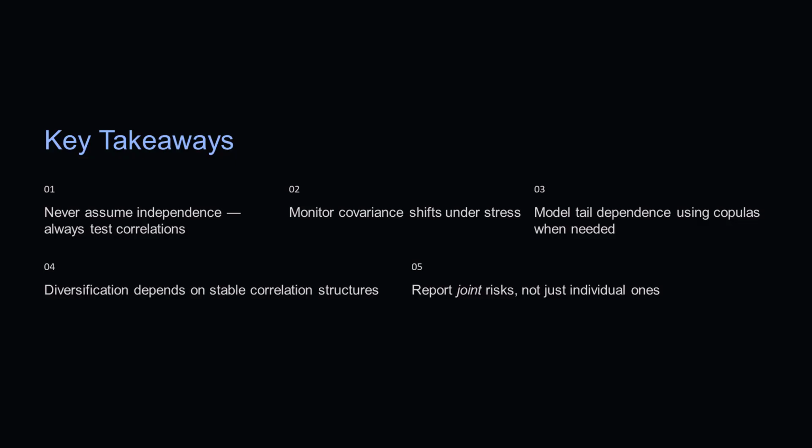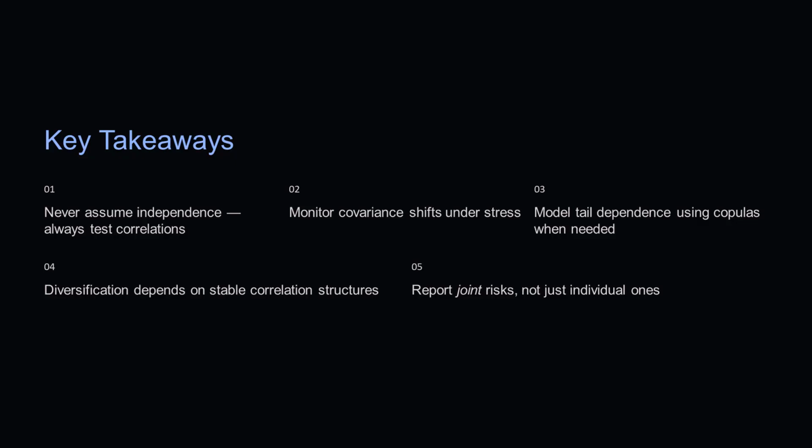Section 12. Practical takeaways for risk managers. Here are 5 takeaways you can apply right now. 1. Never assume independence. Always test relationships between your key risk factors. 2. Monitor correlation behavior over time, especially during market stress. 3. Use multivariate distributions or copulas to capture tail dependence beyond simple linear correlation. 4. Remember that diversification works only when covariances remain stable.